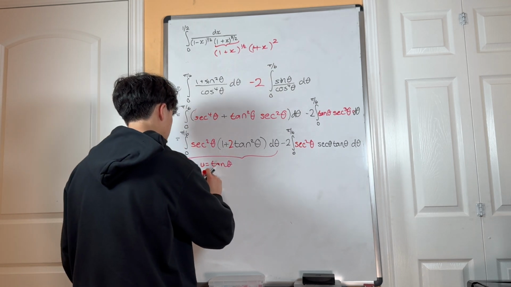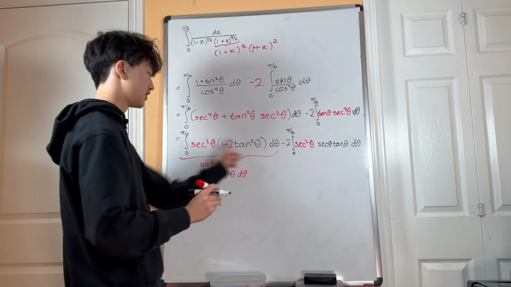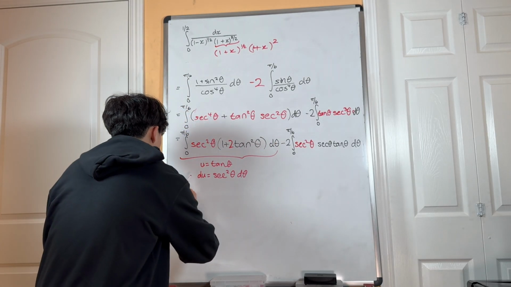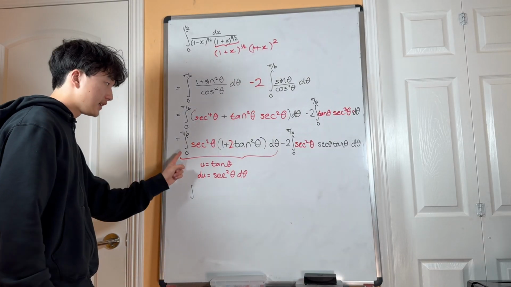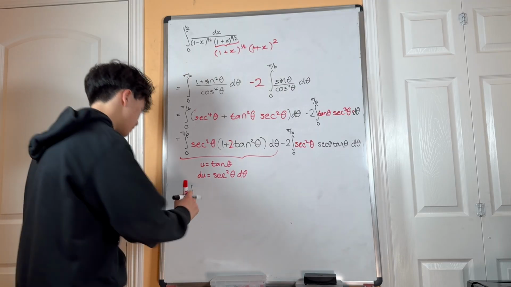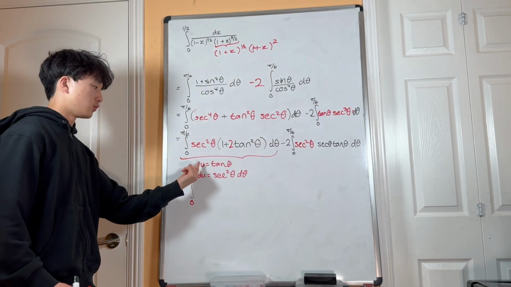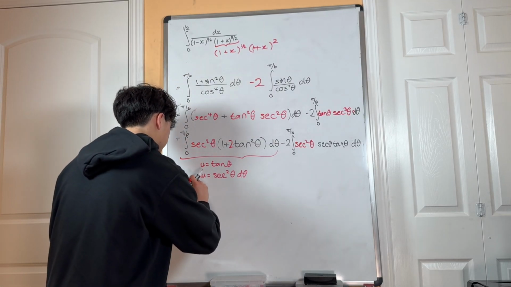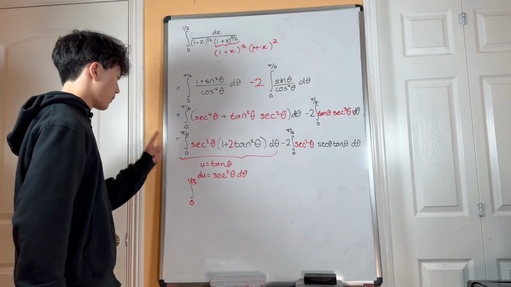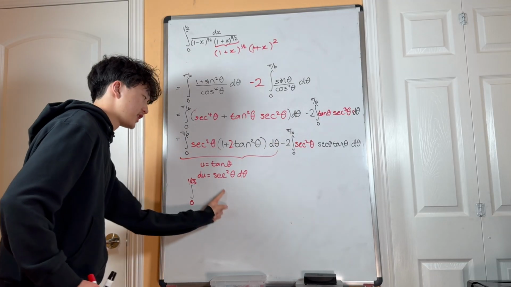And then du is just secant squared theta d theta, which we can substitute in. So we get the integral from, well, when theta equals 0, tangent 0 is 0. So the lower bound is still 0. The upper bound, tangent of pi over 6 is just 1 over the square root of 3. So what we get is, well, this secant squared theta d theta is already covered by the du.